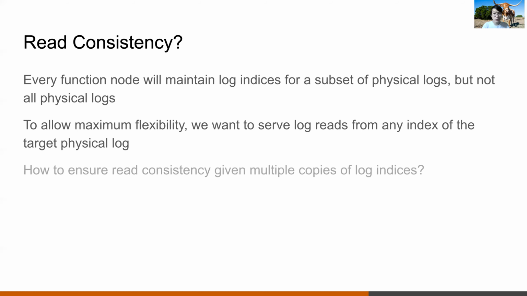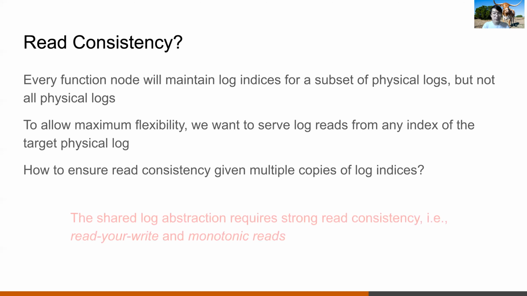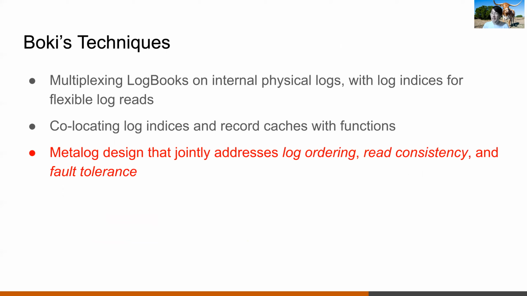But how can we ensure read consistency given multiple copies of log indexes? For the shared log abstraction to be useful, strong consistency is very important. The shared log abstraction requires very strong read consistency, for example, read-your-writes and monotonic reads. Finally, we discuss Boki's interesting Metalog design that orders log records with high throughput, ensures the read consistency given we have multiple copies of log index, and also achieves fault tolerance for the entire system.